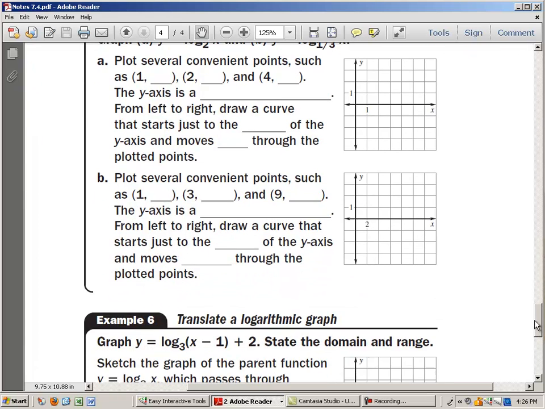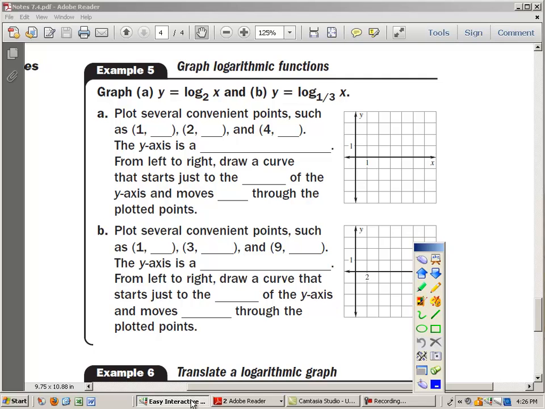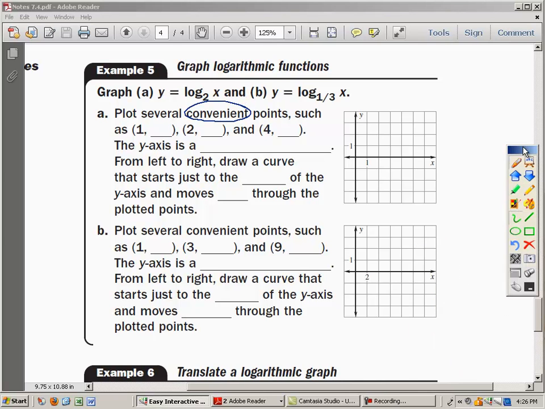All right, so let's take a look at a couple of graphs. We don't have a good way to do this, unfortunately. We can't plug this into our graphing calculator and take a peek at this. So the best way to do this is to use our definition of what a logarithmic function is and see if we can pick some convenient points. I'll help you out a little bit with that as we go.